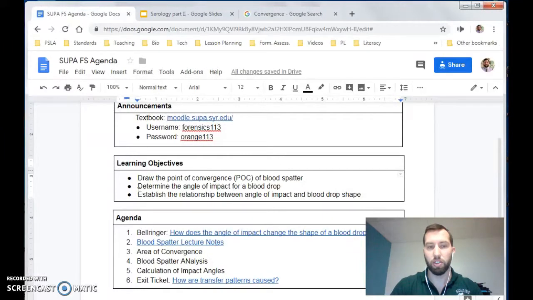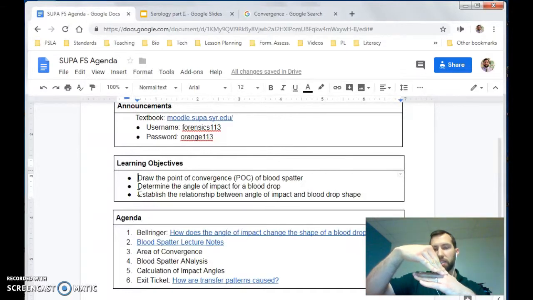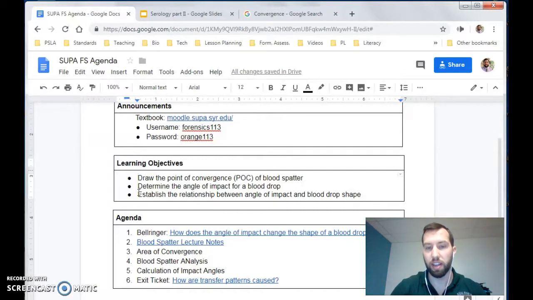In the lab, you are looking at the connection between the angle of impact, or the angle at which blood hits a surface, and the resulting shape on that blood drop.